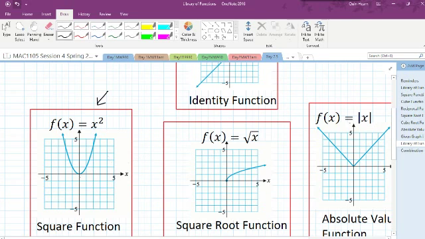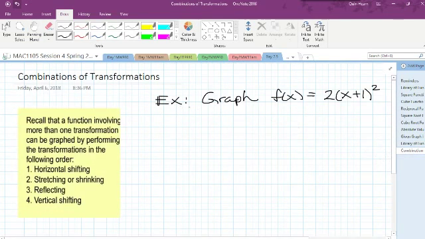Remember that we have 3 key points that we're always going to use for x squared: (0, 0), (1, 1), and (negative 1, 1). We want to see what happens to these 3 key points. Now that I know I'm going to use the parent function x squared and am interested in what happens to (0, 0), (1, 1), and (negative 1, 1).